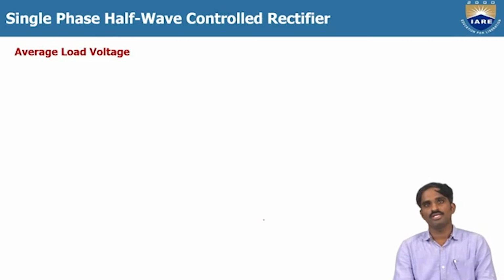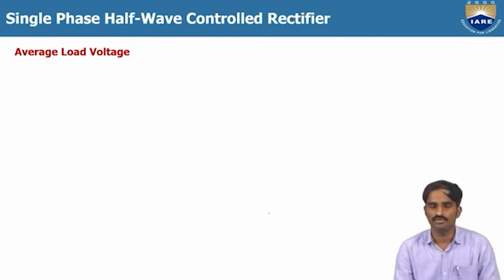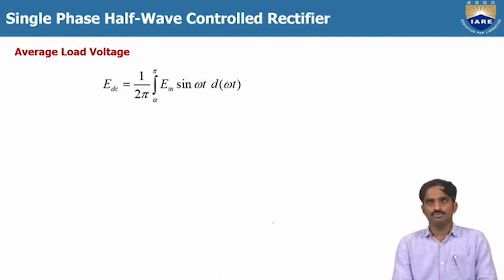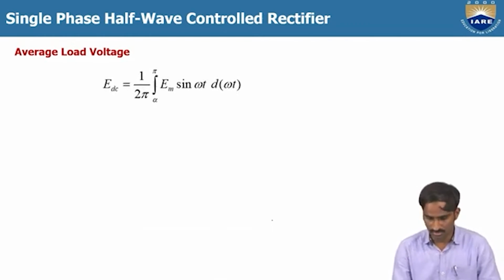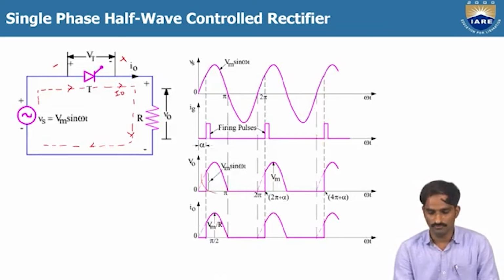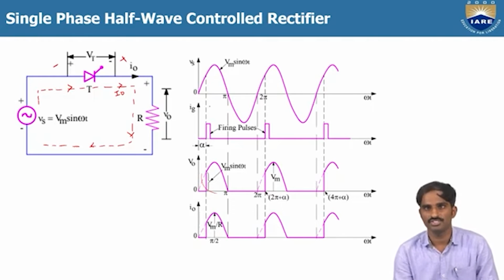Then how to derive the average load voltage and average load current. As we know, for this particular waveform, the V0 and I0 waveforms are similar to each other, because here you can see Vm sin omega t, and this current is Vm by R, Vm sin omega t by R. These two waveforms follow the input waveform, which is a sine wave.